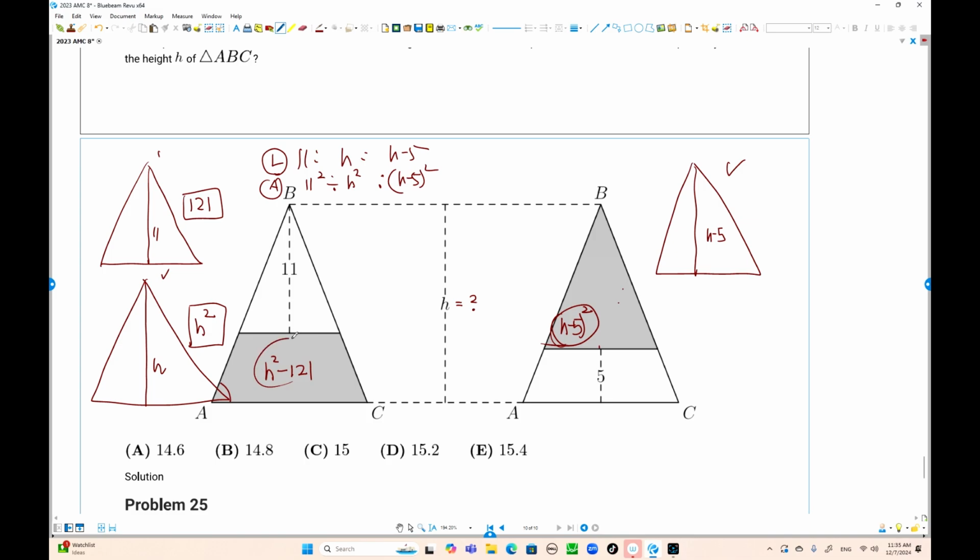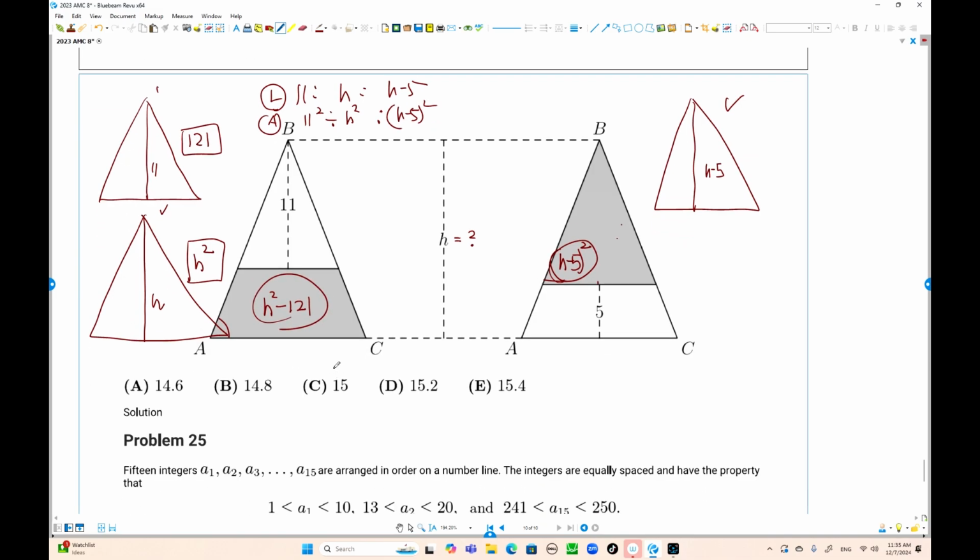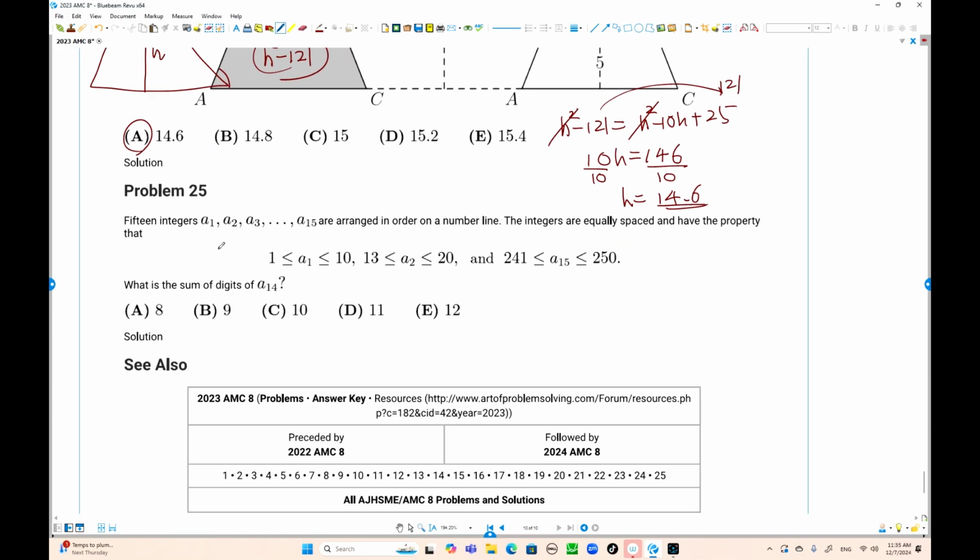But these two areas must be equal, right? Now let's find. h squared minus 121 equals h minus 5 squared, which is h squared minus 10h plus 25. So h squared is cancelled out. 10h equals 146. That's right? Add 121 plus 25 is 146. When you divide by 10, the value of h equals 14.6. Here is number 25.